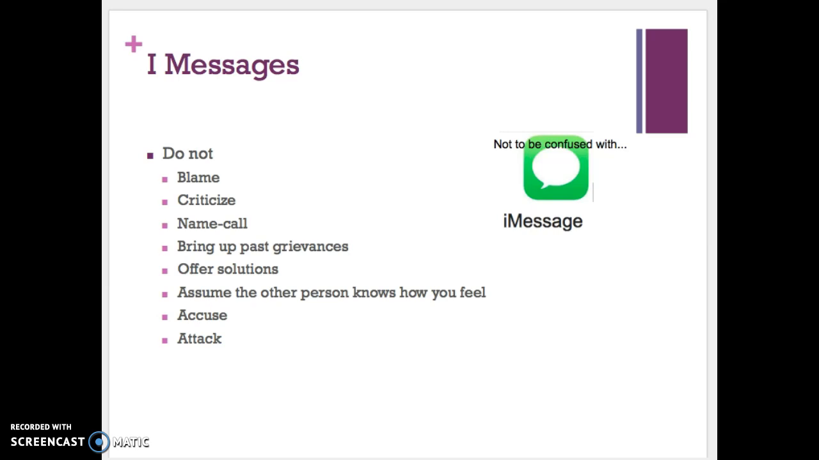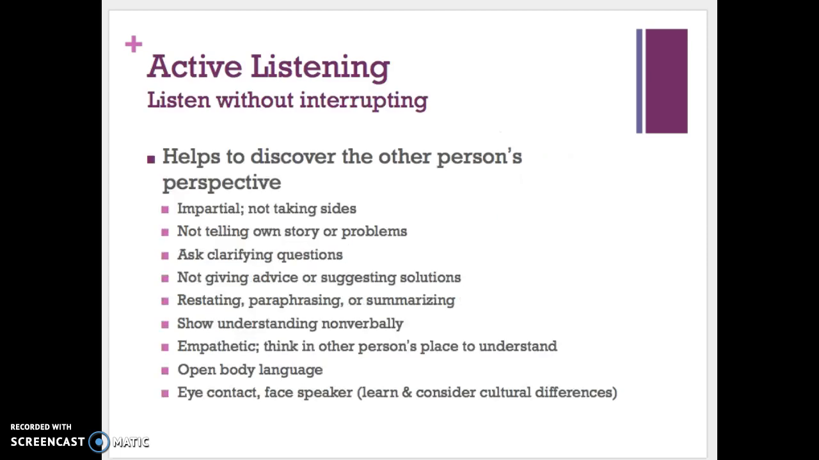So when we're going through these discussion boards with your peers, consider some of these I-messages, right? So when we're interacting with our colleagues, it's really important to not blame or criticize, certainly not name call or bring up past grievances. This may not be a time to offer solutions. You may want to have some ideas to throw around later on when that person is more comfortable to brainstorm, but you may not want to offer such solutions in that moment. Don't assume that the other person knows how you feel. Don't accuse or attack. All right, so a lot of don'ts there, although I like to frame things in a more positive way, but those are some don'ts, right?